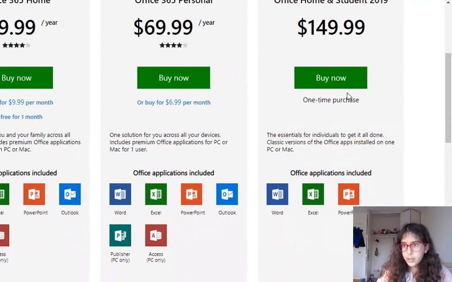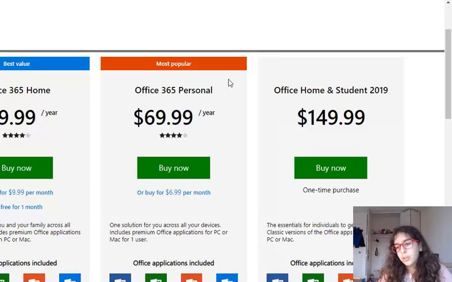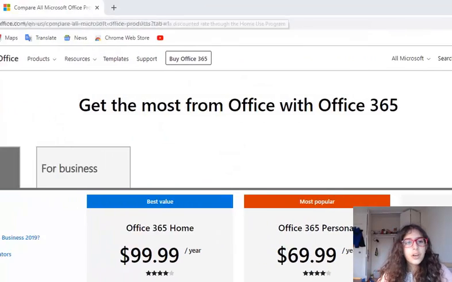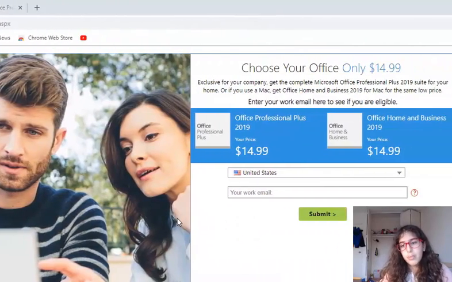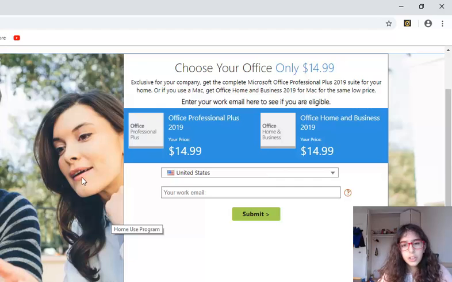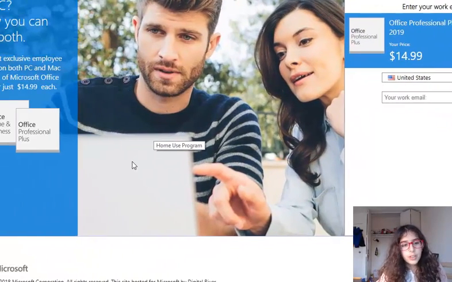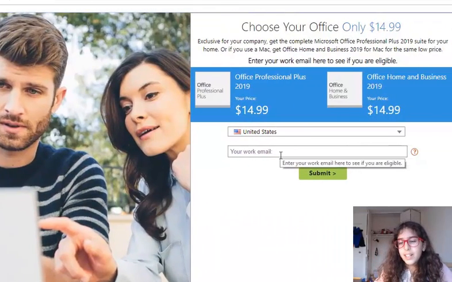And the student is about $150 for students. And if you go to Microsoft Hub, you could get it for about $15 if you work like a doctor or in a university or something. Yeah, like that stuff.